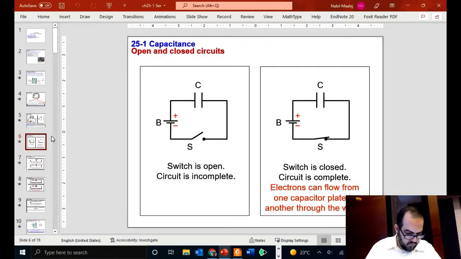So this is how we draw the circuit: a battery, a capacitor, and an open switch. If we close the switch, this is how we draw it. The switch is closed, and when the switch is closed, normally currents can flow, or electrons can move around the circuit.